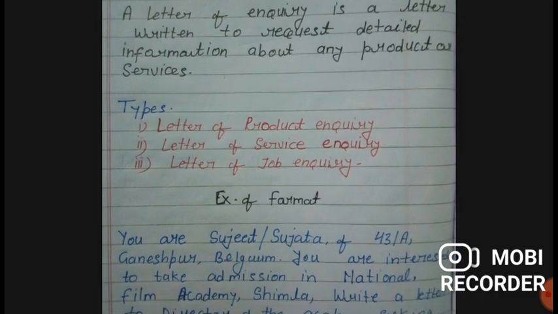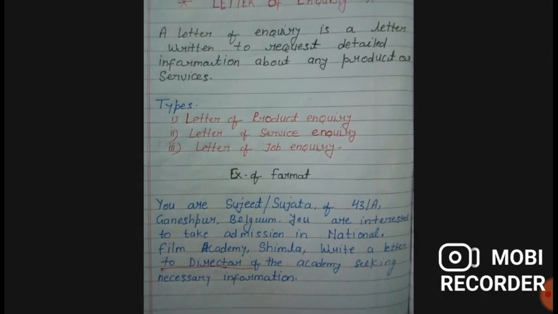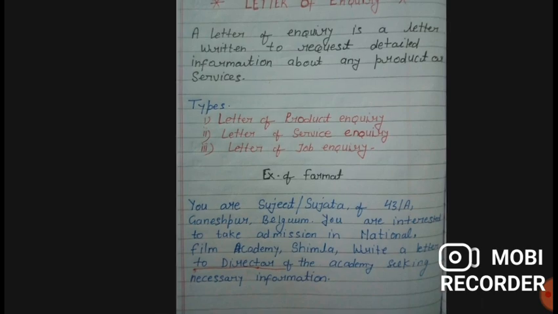Once again we will see the format of the formal letter with the help of a question. There is a question. You are Sujit Sujata of 43A Ganeshpur, Belgaum. You are interested to take admission in National Film Academy, Simla. Write a letter to the director of the academy seeking necessary information. So you have to write a letter to the director of the film academy to get admission, but we want to get some information. So first of all we will see how to make the format of the letter. Let us see.